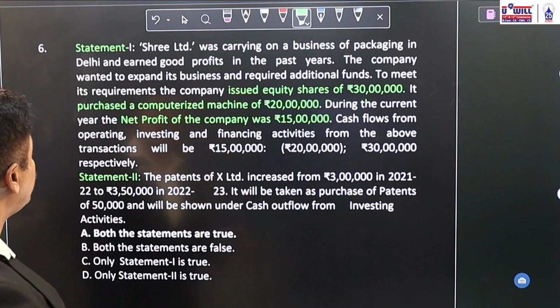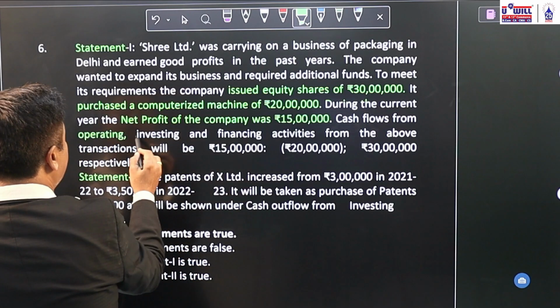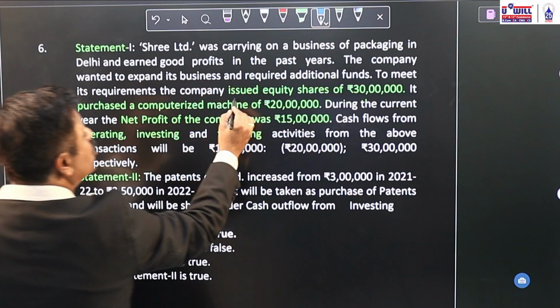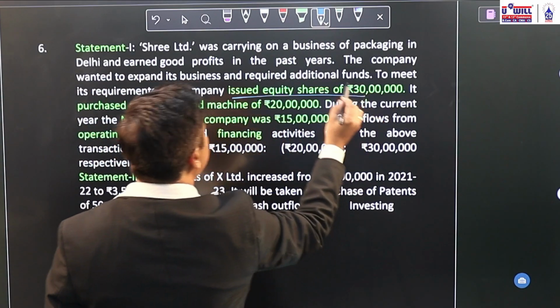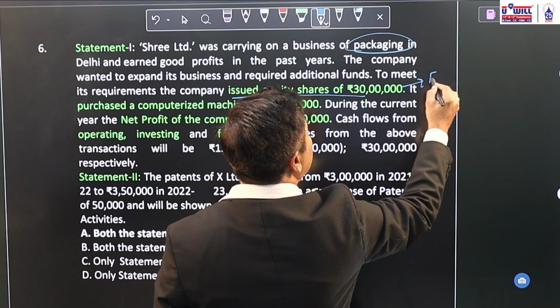Cash inflows from operating, investing and financing activities. You are asked cash inflows from operating, investing and financing. Let's identify them first. Issue of equity shares, because it's a manufacturing company, will be taken in financing activities inflow.